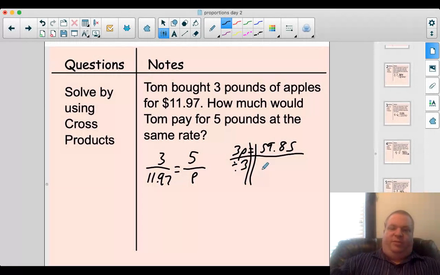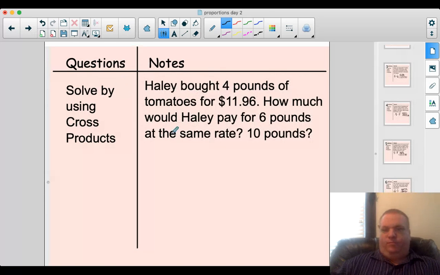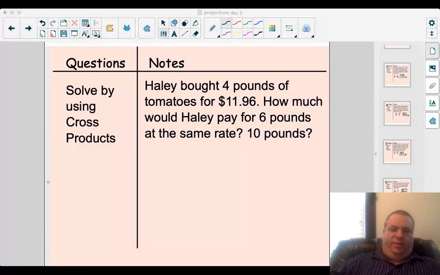Divide both sides by 3. This might be a really good one to use a calculator on. Otherwise, I'm getting 19.95. So it costs $19.95 for 5 pounds of apples. You can check that, but I'm pretty sure that's right. All right, I'm going to pause this one so you can try it on your own.